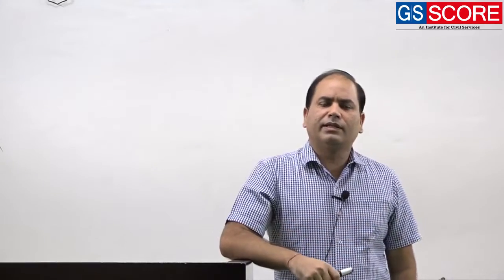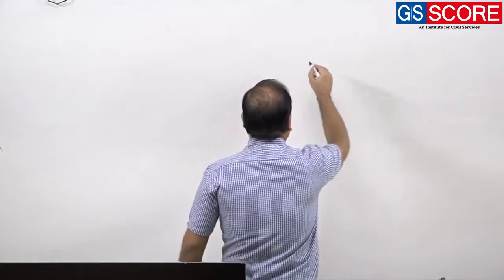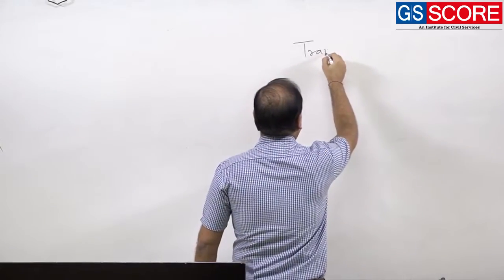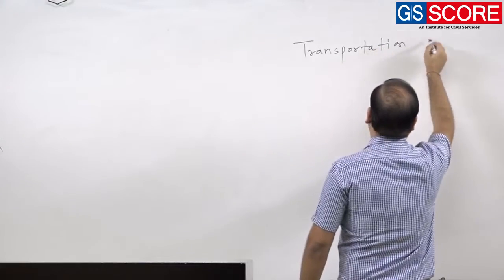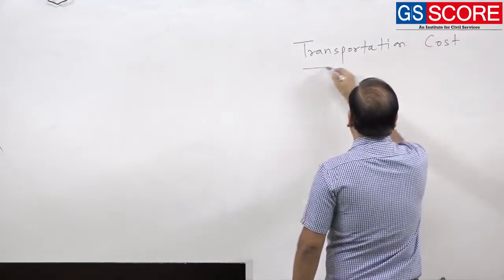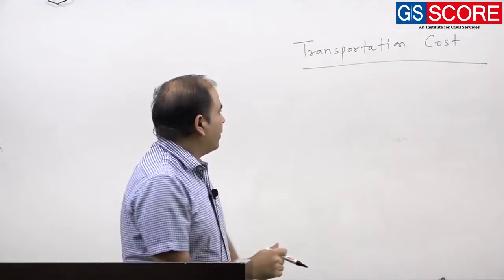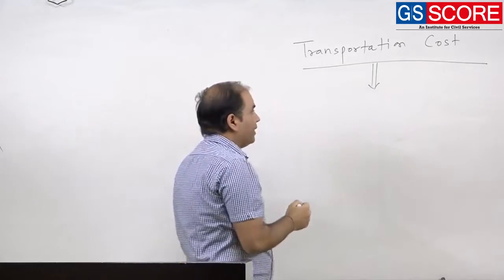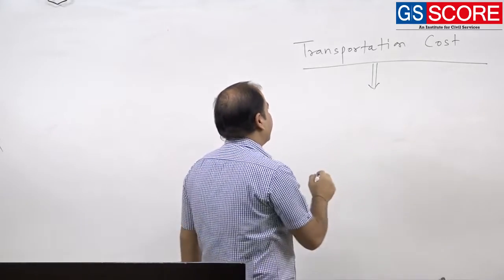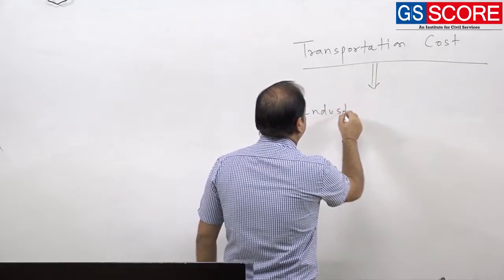So, without wasting any time, I will start this series, and the first term that I am going to discuss is transportation cost. The transportation cost is associated with a very important economic geography theory related to industrial location.